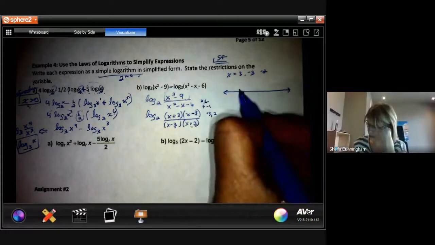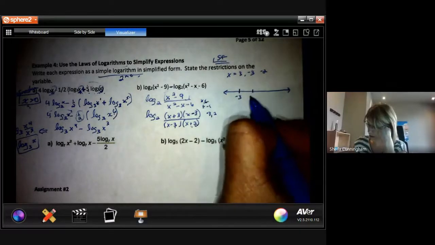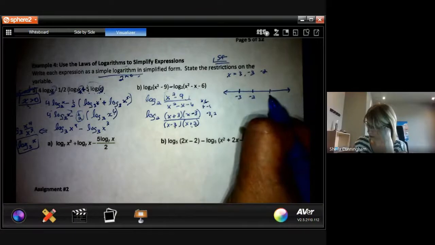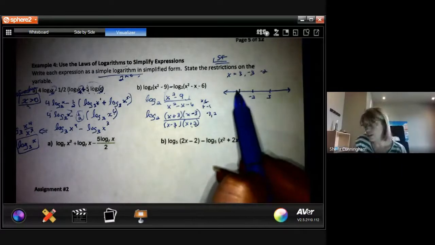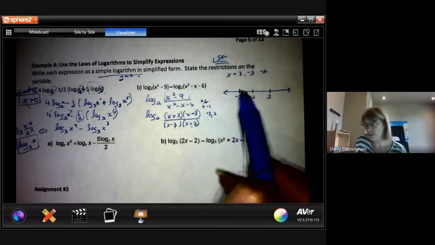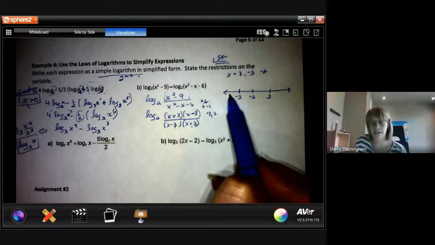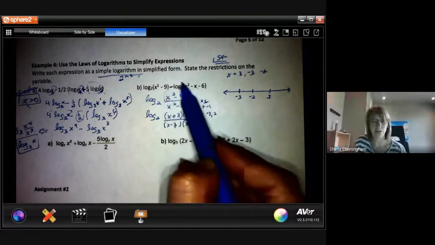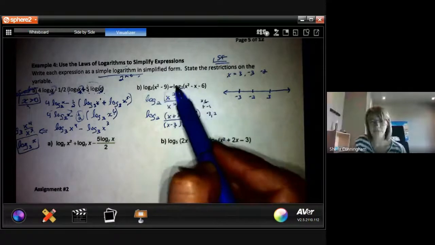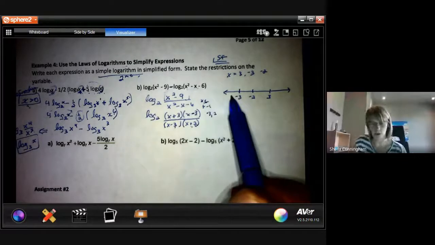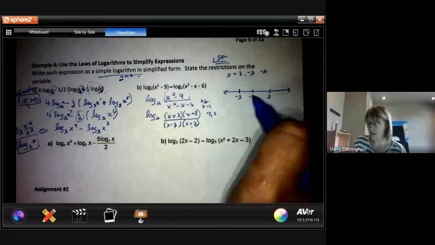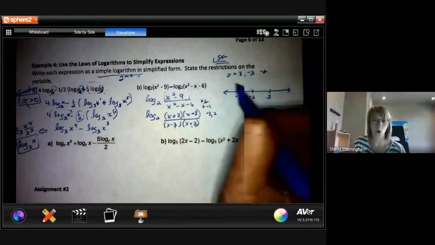So this is like my number line. I'm going to plunk my critical points on here, because now what I need to do is determine, hey, do I have restrictions? Am I good if I look at values less than -3? Will this work? If I put in a -4 or -5, will those values actually work? If I put a value between -2 and -3, will this section work?